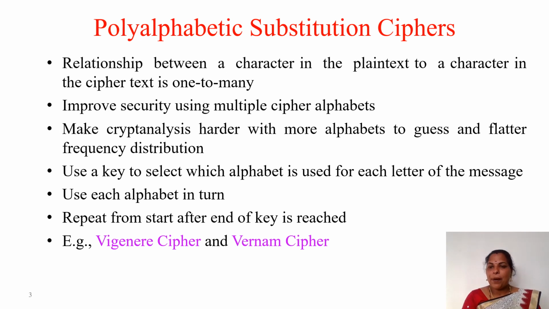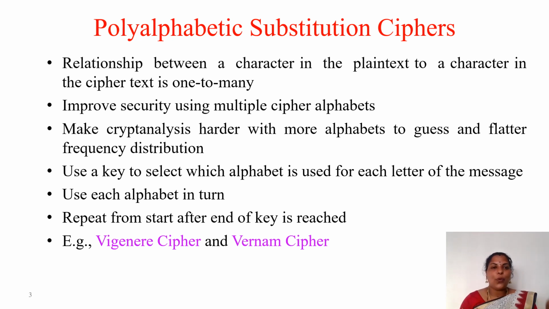So what is a polyalphabetic substitution cipher? Monoalphabetic means we are replacing one character at a time. Here polyalphabetic means more than one alphabet at a time. So here the relationship between a character in the plain text and the character in the cipher text is one to many. That is the difference between monoalphabetic and polyalphabetic.